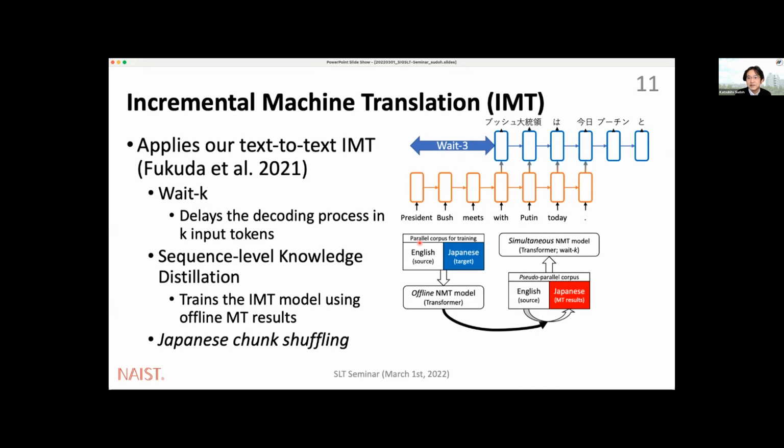So we also apply the sequence level knowledge distillation for the translation from English to Japanese in the relatively low resource conditions, using the TED Talks data with hundreds of thousands of sentences, a very limited condition for spoken language translation. We use this kind of sequence level knowledge distillation to improve the translation performance in spoken language translation. We also applied another technology called Japanese chunk shuffling to apply some kind of free word order in the Japanese language, but it doesn't work well in our experiment.